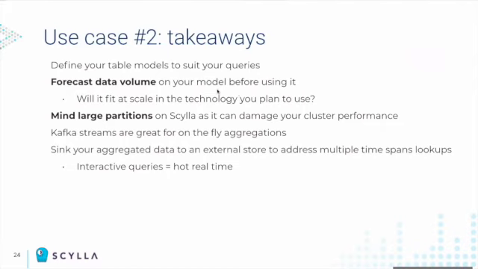Mind large partitions on Scylla, because this can and will damage your cluster if you don't. Kafka Streams turns out really great for on-the-fly aggregations. And those aggregations, as advice, should be persisted in an external store to give you the ability to do multiple time span lookups. Interactive queries on Kafka Streams are great, but just for real-time hot data. Back to you, Mahi.